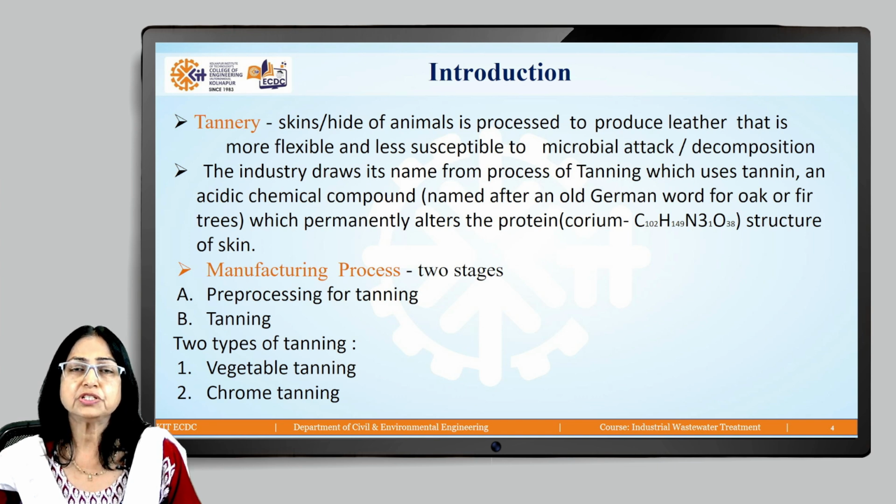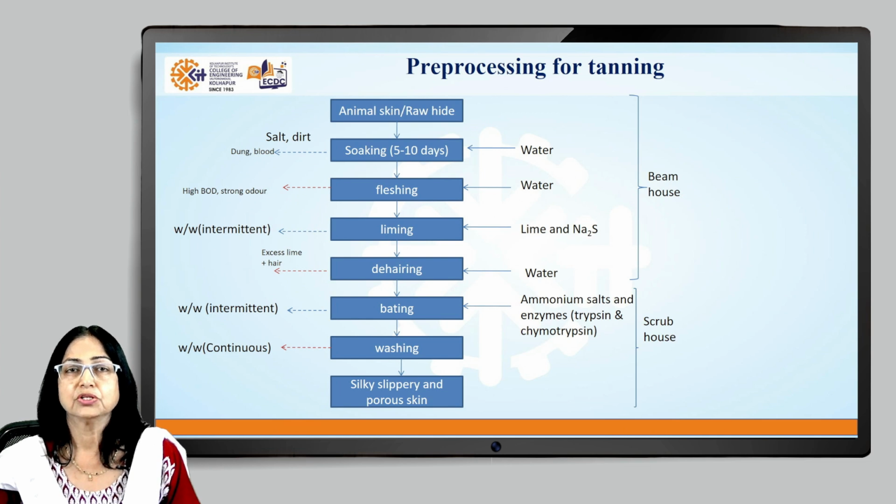So here the manufacturing process is done in two stages. First is known as pre-processing for tanning and second is the tanning process. Now tanning also has two types: one, vegetable tanning, second one, chromium tanning. So let's look at pre-processing for tanning. It starts with the skin of the animal, also known as rawhide.